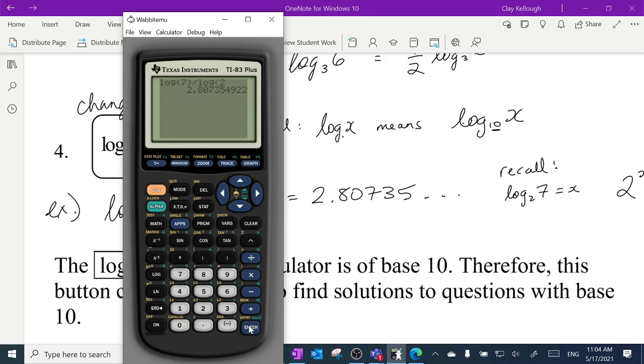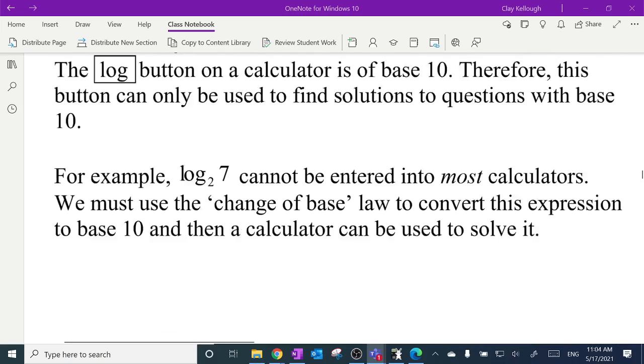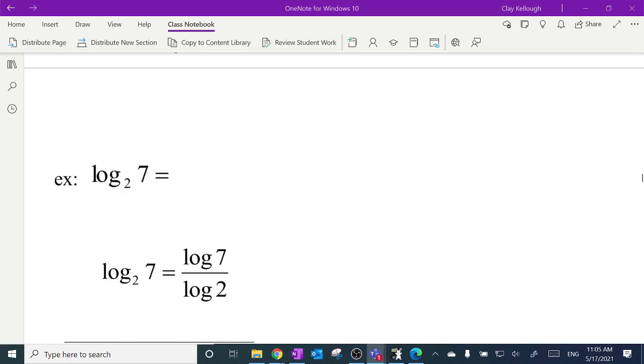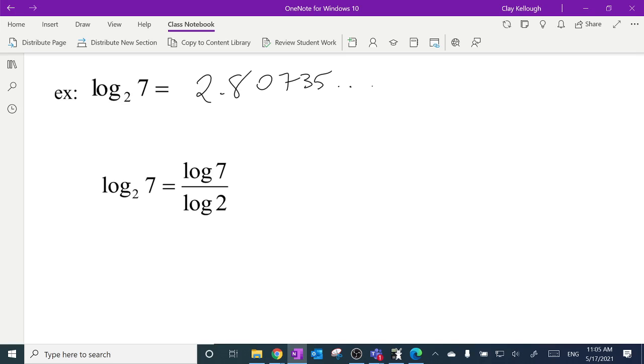Okay, so that's the change of base law, and that's it for the log laws. No, notice, oh, there's more. For example, this can't be put into most calculators, so yeah, I just showed you that. Okay, so log to the base 2 of 7 is, what was my number again? It was 2.8074 something. It's an irrational number, so whatever. And of course, that's how you calculate it.